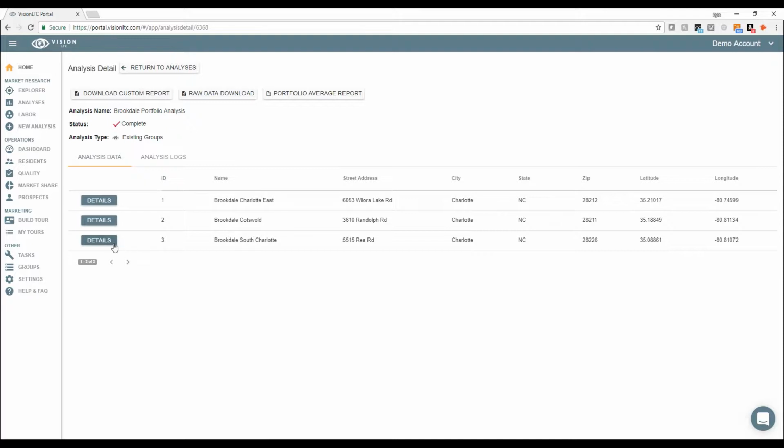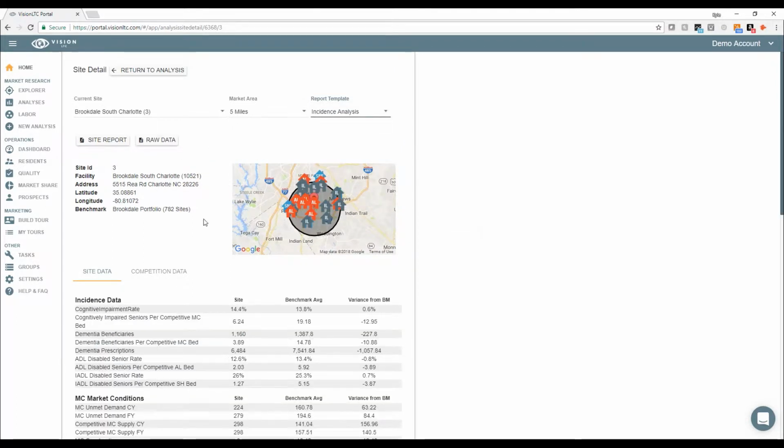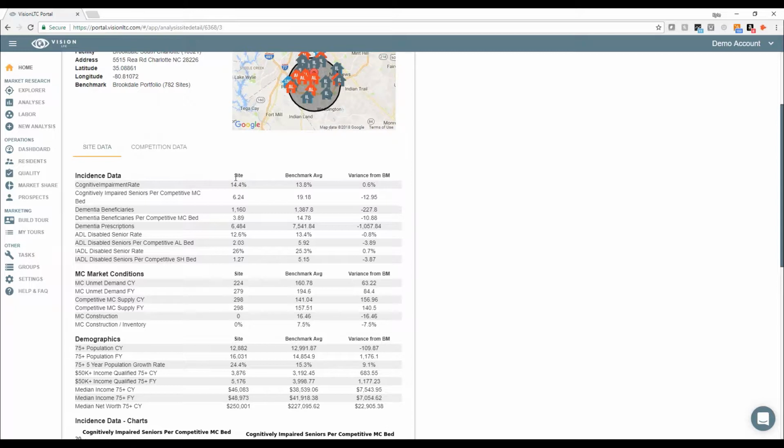So we have a couple different assets already located in the market. Let's see how they compare on all the different incidence metrics that we've talked about relative to the rest of the Brookdale portfolio. Right now we're looking at the Brookdale South Charlotte asset. We're benchmarking it against all 782 Brookdale sites. And we can see when it comes to cognitive impairment rate, dementia beneficiaries, the ADL rate, and the IADL rate, we're really on par with our average.